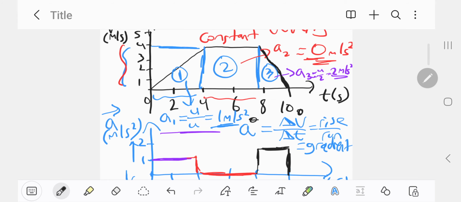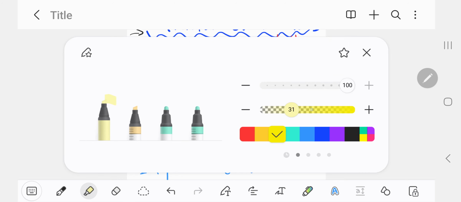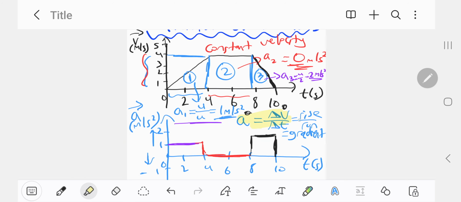So to summarize, once again, you always break up your graphs into sections. You use the formula that you know from the formula sheet. And the rest is just using things like gradients, rise over run, the slope of lines, and knowing that constant velocity means acceleration is 0.